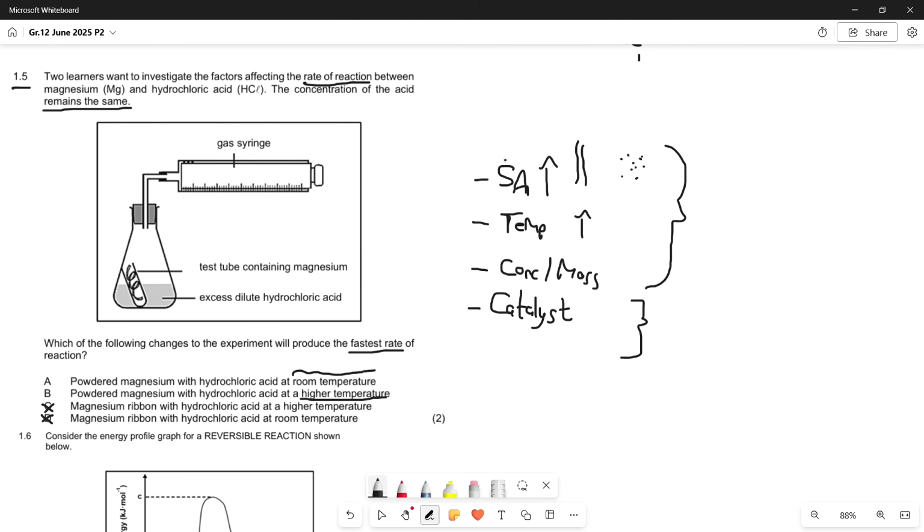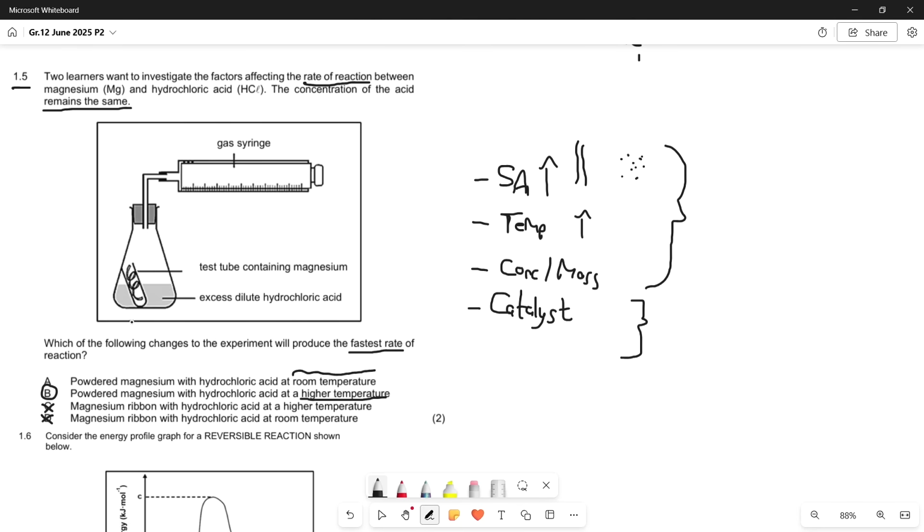So if they are both powder, therefore they are both reacting quicker, but then this one is at a higher temperature, it means that B is our final answer, as powder and a higher temperature will react faster than powder and room temperature, and both of those will react faster than magnesium ribbon at a higher temperature or magnesium ribbon at room temperature.